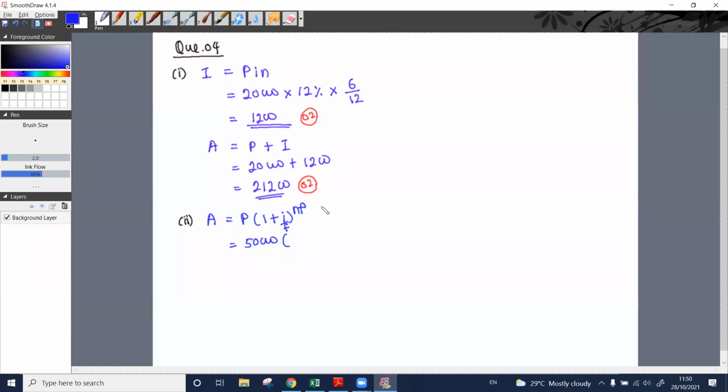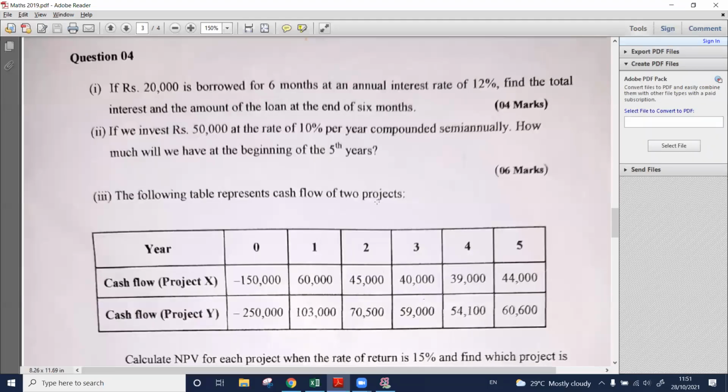It means I, or the interest rate, needs to be divided by F, and in the power value, N needs to be multiplied by F. Right. Here, 1 plus, what is the interest rate? That is 10%, 0.1. This needs to be divided by the F value. Here, what should be the F? F means how many times a year it is getting compounded, or the interest is getting compounded. Here, how many times a year?